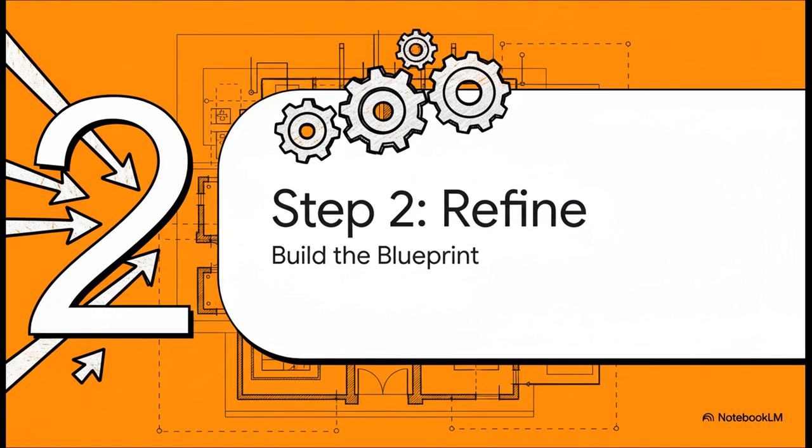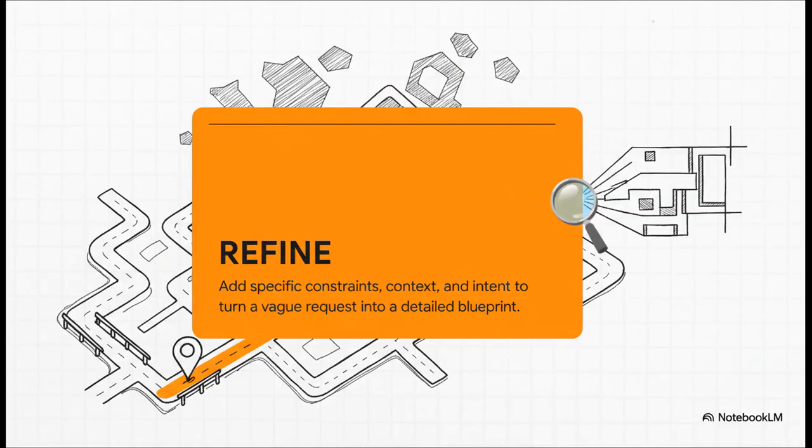This is where you take your raw idea and turn it into a solid blueprint for the AI to follow. Refining is all about adding the crucial details. So instead of saying, write a blog post about marketing, you'd say, write a 500-word blog post for a beginner audience about the top 5 social media marketing trends in 2024. You see the difference? It's night and day.